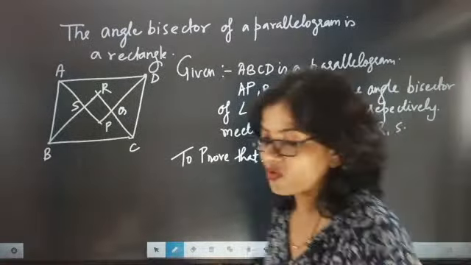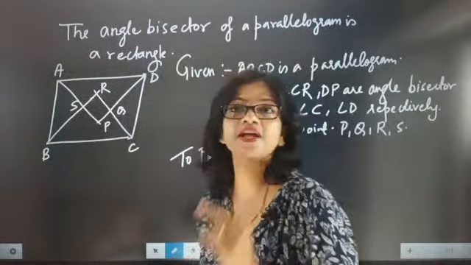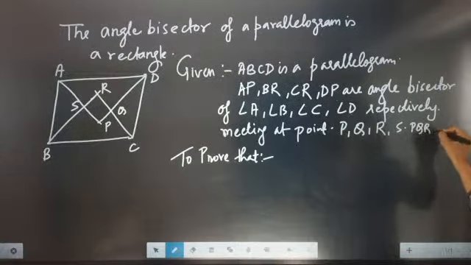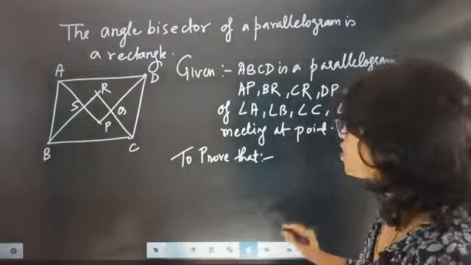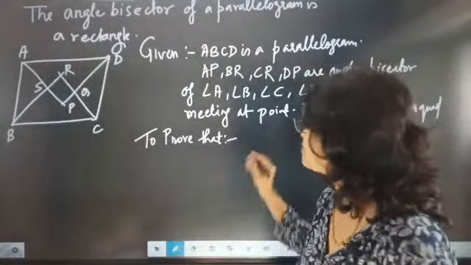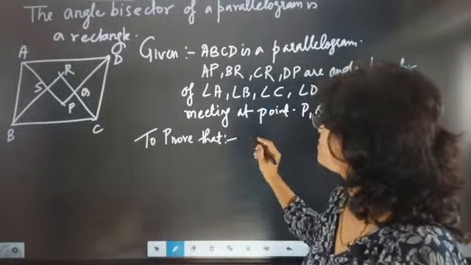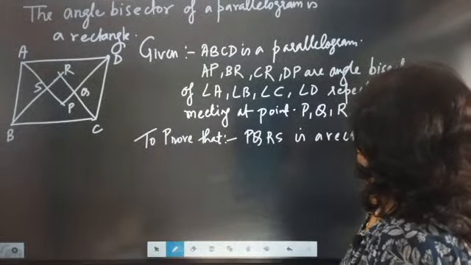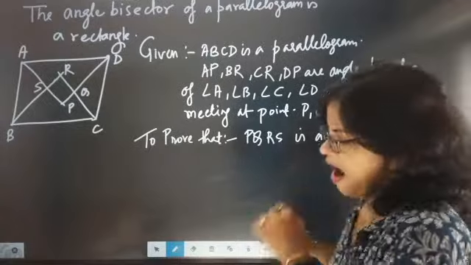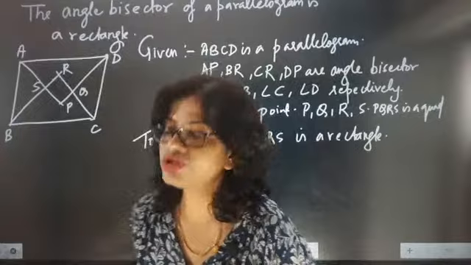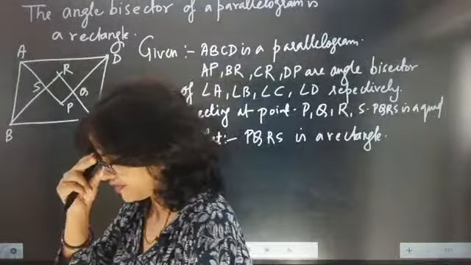So therefore PQRS is a quadrilateral. What do we have to prove? We have to prove it is a rectangle. I am just writing quad. Quad means quadrilateral. PQRS is a quadrilateral. We have to prove that PQRS is a rectangle. Now I want the most shortcut method of solving this question.